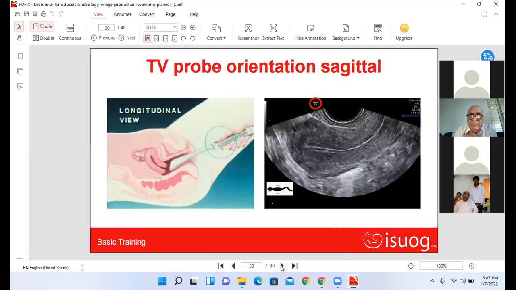So the probe never rotates clockwise. That is the principle of transvaginal. So here it is already, again, depicted that longitudinal view, and we are all familiar, I mean 95% of our colleagues must be doing ultrasound in this group. So this is the longitudinal view, and it has a wide area. It shows how beautifully longitudinal. Next slide, please.